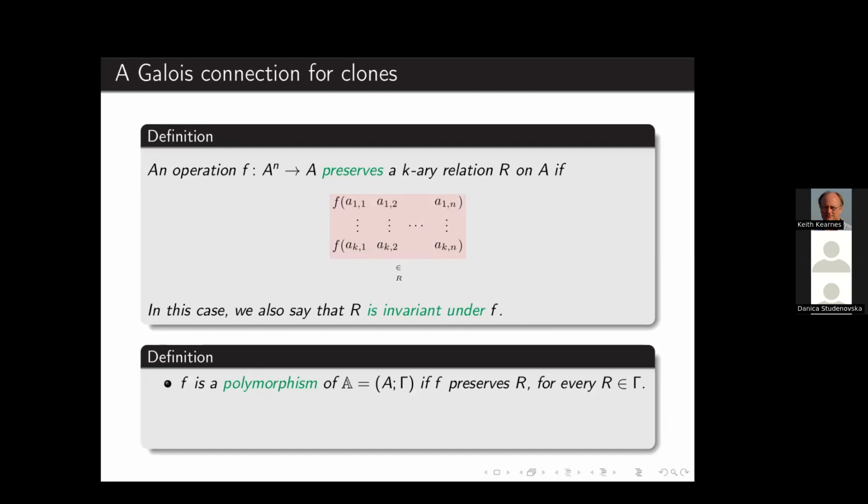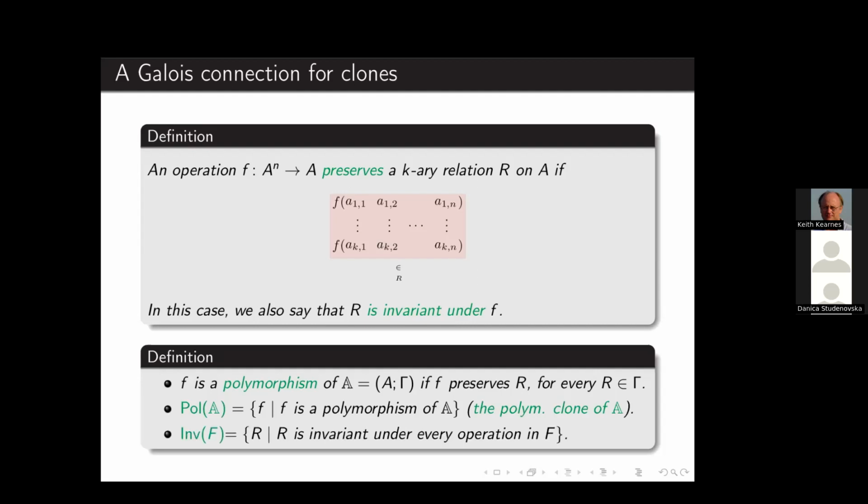Then I say that f is a polymorphism of a relational structure A if it preserves all the relations of that structure. As usual, I will denote by Pol(A) the set of all polymorphisms of A. I call this the polymorphism clone of A because it is indeed a clone in the previous sense. On the other side, I can consider a set of operations F and consider all those relations that are invariant under this set of operations. You are probably seeing where I want to end up: I want to present the well-known Galois connection between clones and relational structures.